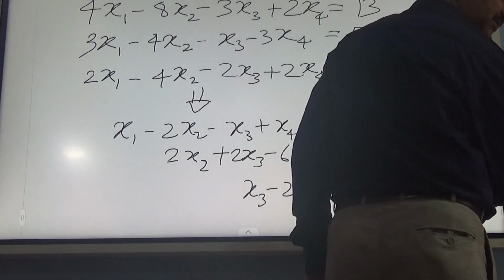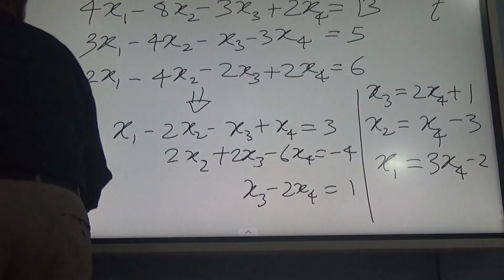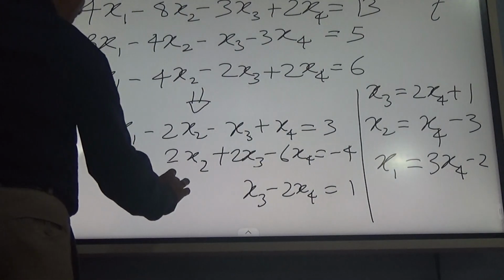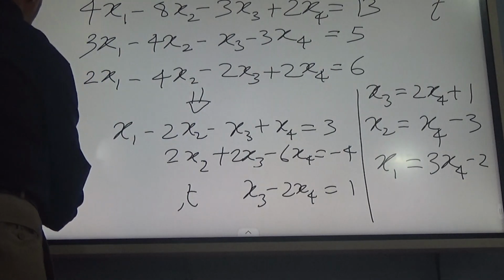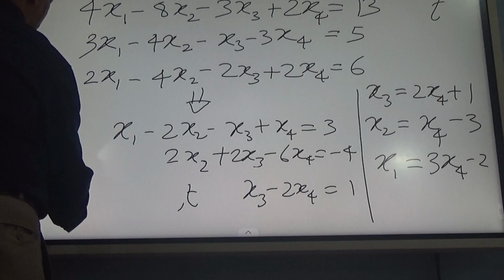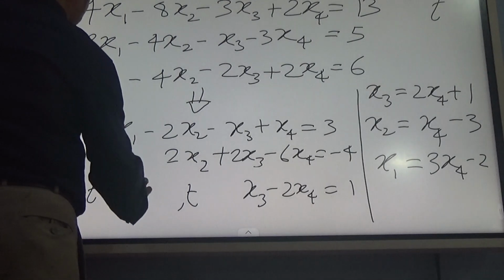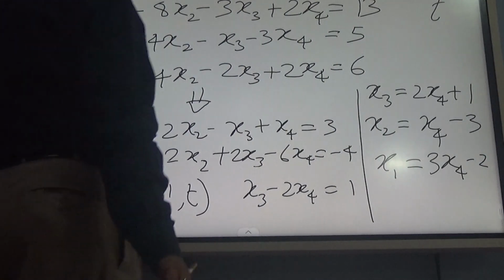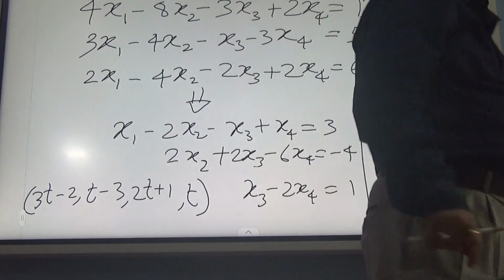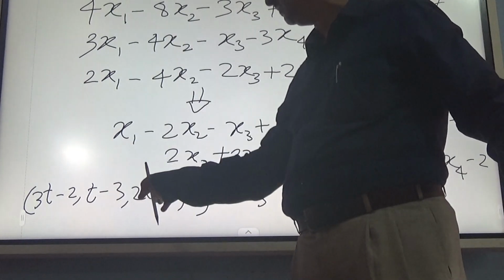3x4 minus 2. What is the solution set? Put x4 as t, then x1 is 3t minus 2, x2 is t minus 3, x3 is 2t plus 1. This is the solution. Is it right? The solution is 3t minus 2, t minus 3, 2t plus 1, t.